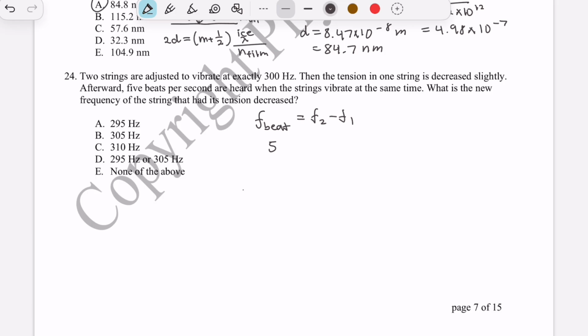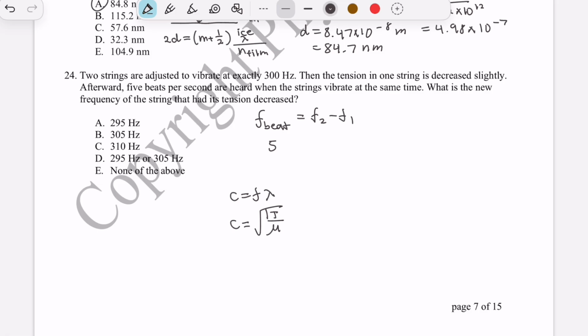Well, we know these equations. It says the tension of one is decreased slightly. If we decrease the tension, we also decrease the speed. And if we decrease the speed, we decrease the frequency as well. So that means the frequency is decreased and it has to be 295 hertz.